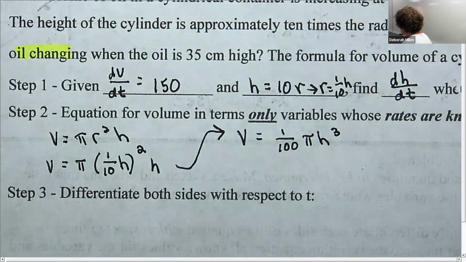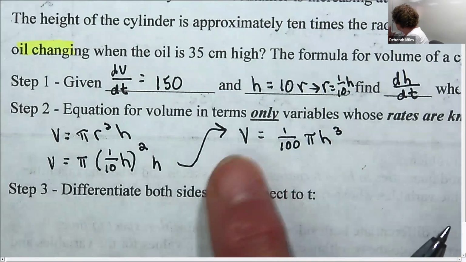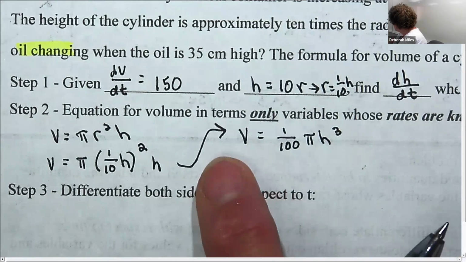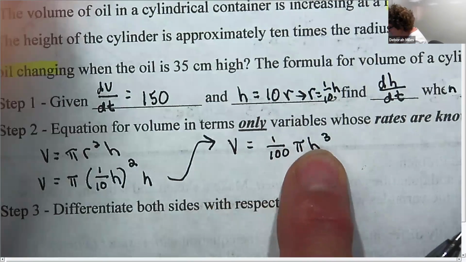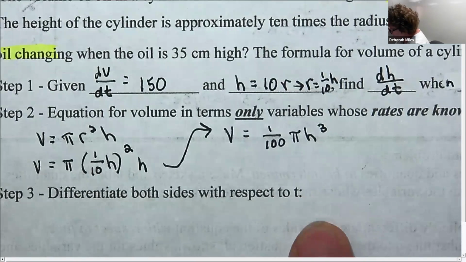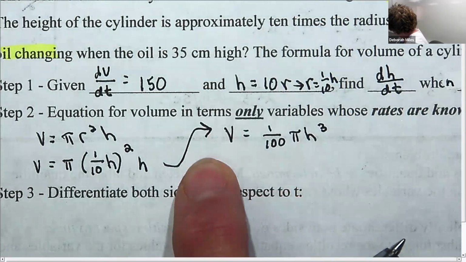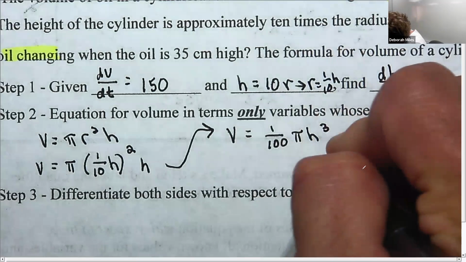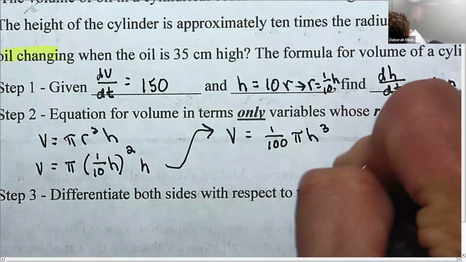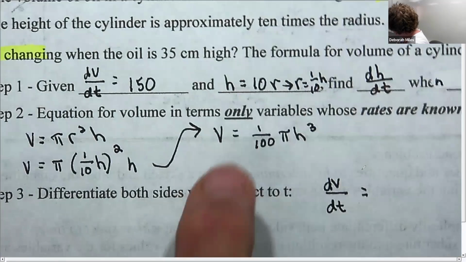All right. When I have my formula in terms of only the variables whose rates I know or whose rates I'm looking for, then I'm ready to differentiate both sides with respect to t. What's the derivative of the left-hand side with respect to t? dV over dt. And what about the right-hand side with respect to t?